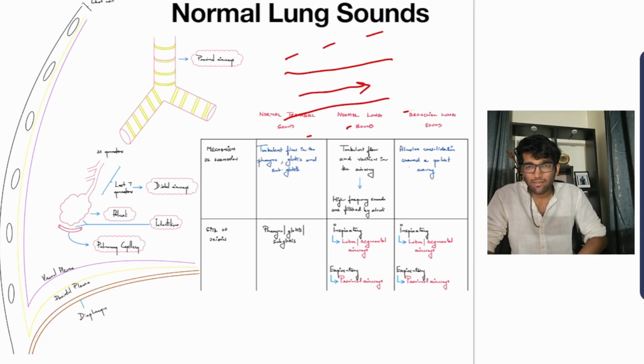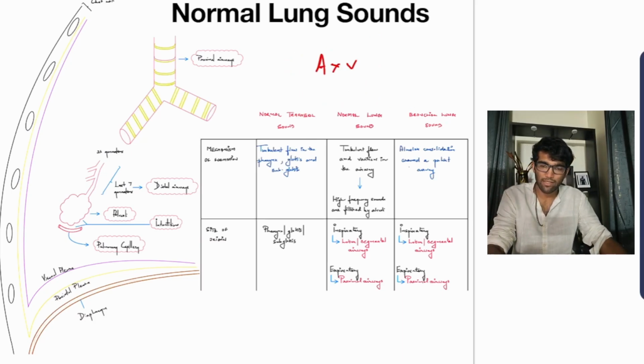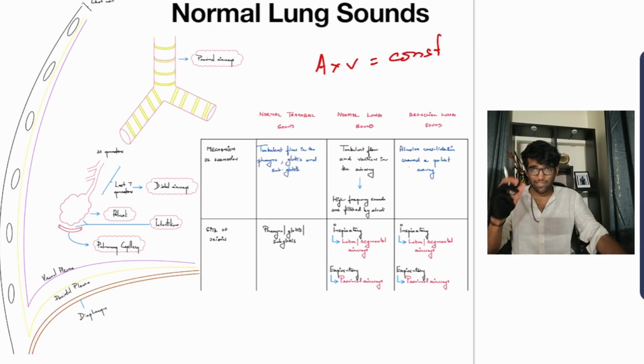Turbulence is related to the rate of flow, and by our continuity equation, area times speed is a constant. So wherever the cross-sectional area of the airways is the least, that is where the flow will be maximum, and that is where the probability of turbulent flow occurring will be maximum. So during inspiration, it is the more distal airways that experience turbulent flow. This includes the lobar and segmental bronchi, and during expiration the reverse happens.